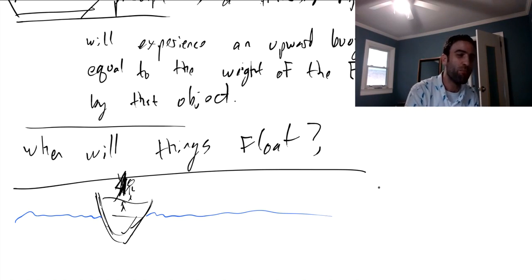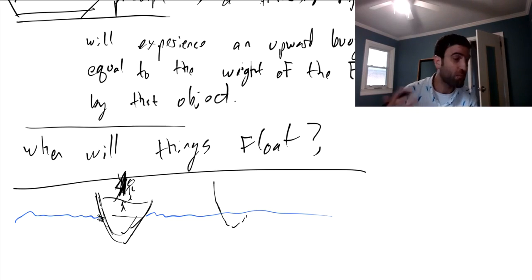So, when the boat is like this, it's displacing not very much water. As it goes deeper and deeper, and the water line where the water meets the boat's hull rises, the boat is displacing more and more volume of water until the weight of the water displaced is equal to the weight of the boat itself, right? So it's the shape of the boat.